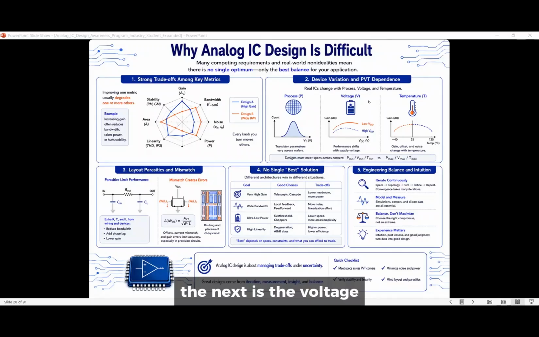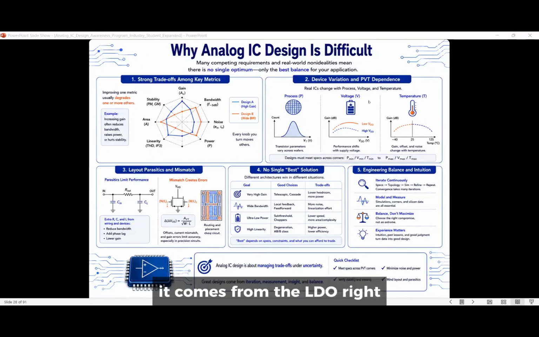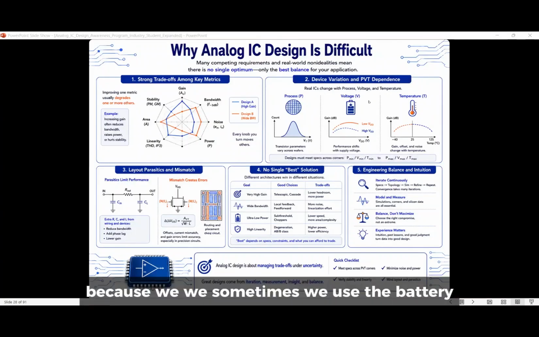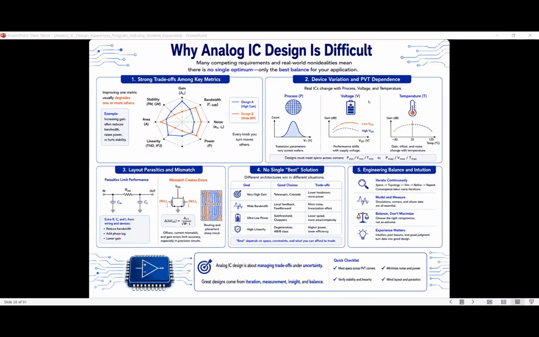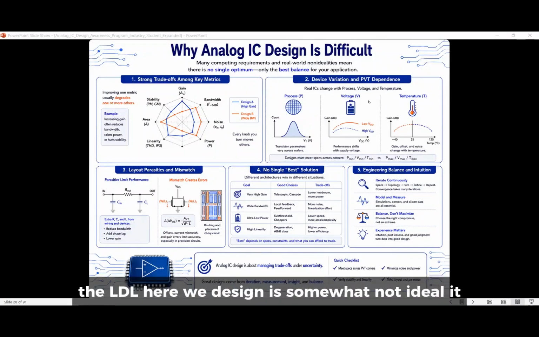The next is the voltage variation. So how does it come about? It comes from the LDO, right? Because sometimes we use a battery, which has very good stability of the output voltage, for example, 5 or 7 volts. But our LDO is not ideal. Although the battery is ideal, the LDO we design here is somewhat not ideal.